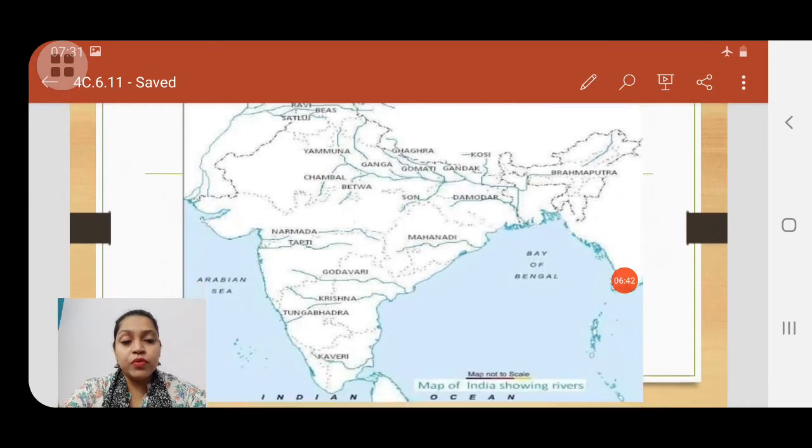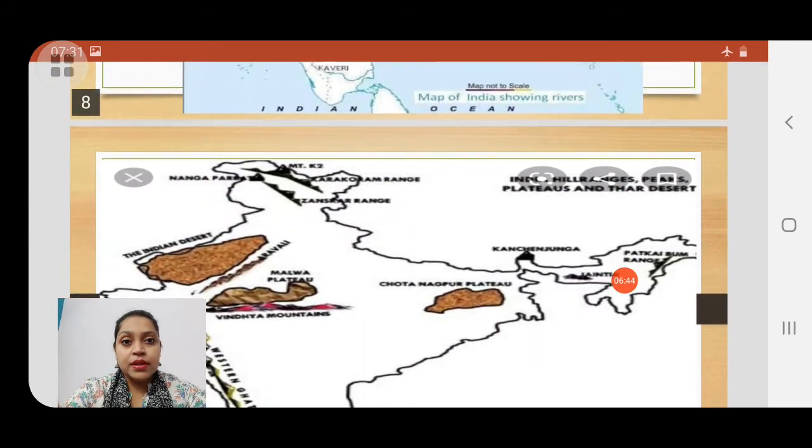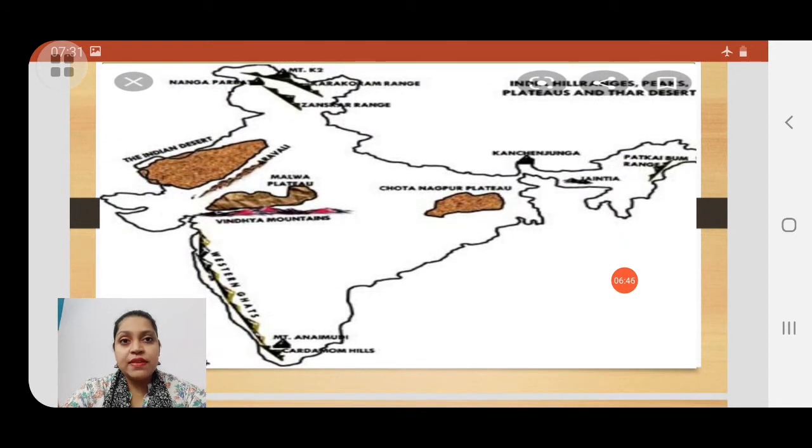now let's move to the next topic. So children, you can see here the Malwa Plateau is in the western part of the Central Highland, and the Chotanagpur Plateau is in the eastern part of the Central Highland. In the Chotanagpur Plateau, which river flows? The river Damodar. Only the river Damodar flows, and in the Malwa Plateau, Chambal, Betwa and Son.